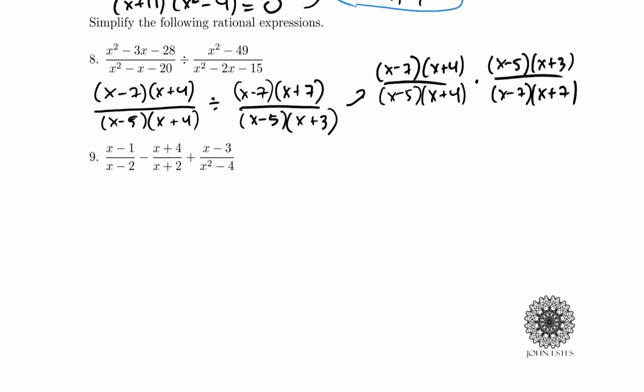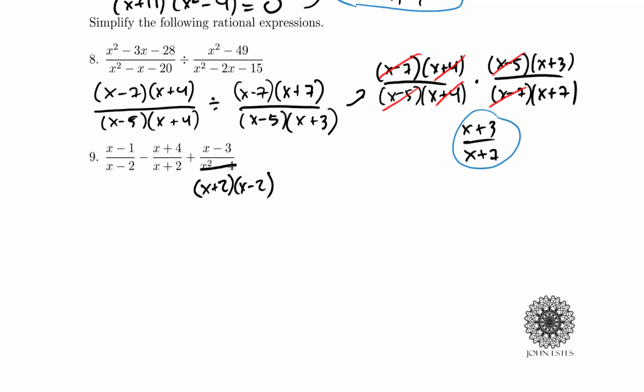And now I can see some stuff's going to cancel out. My x plus 4's canceled out, x minus 7's, and x minus 5's as well. So at the end of the day, this thing simplifies down to x plus 3 over x plus 7, and there's my solution. Okay, for number 9, I'm trying to add some fractions together. Let's factor this and realize that x squared minus 4 is the same as x plus 2 times x minus 2.